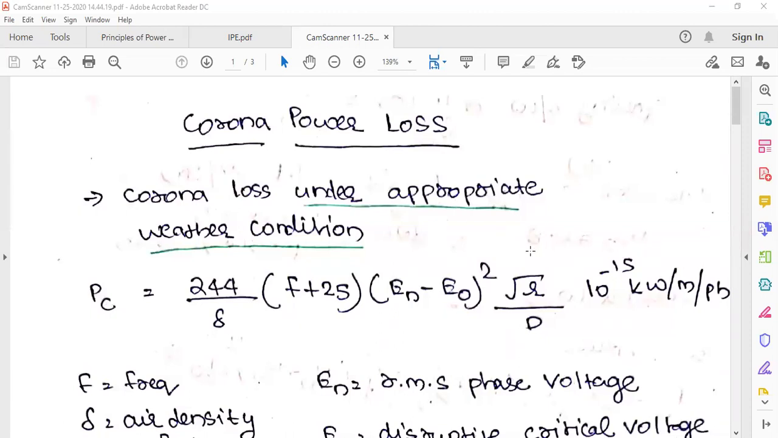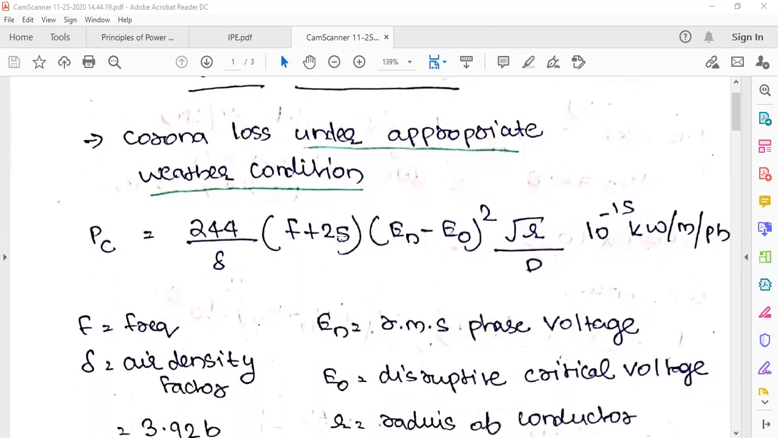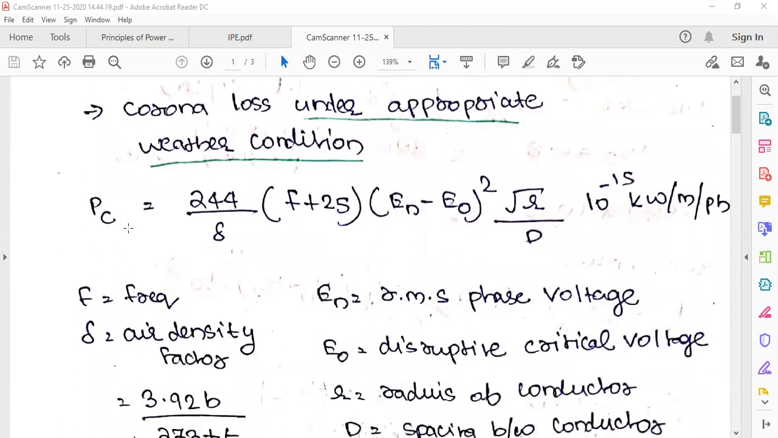Corona power loss has two different equations. One is for appropriate weather condition, because humid condition means corona loss will be more. We have studied that already. So under appropriate weather condition, corona loss P is given by 244 by del. In some textbooks they give 242.2 also. Anything will do, because overall the answer will not make much difference.